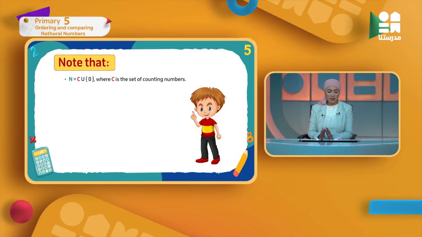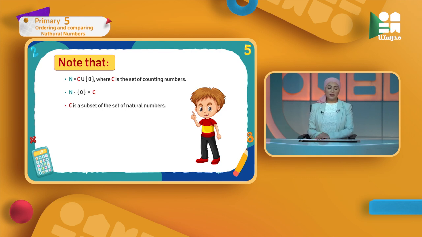Okay guys, now let's start to practice on what we have discussed. But first we have some remarks that I need you to know. First, the natural numbers. As we said, natural numbers are the set of counting numbers union 0, which means it's the set of counting numbers plus 0. Now, the set of natural numbers minus the set of 0 is equal to the counting numbers. They are both of the same meaning.